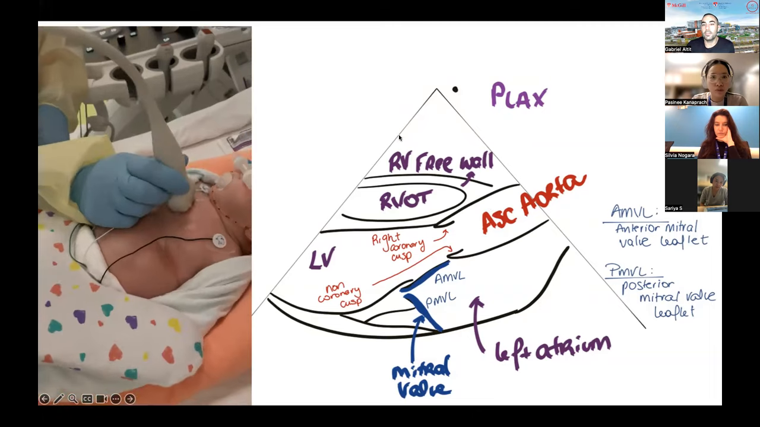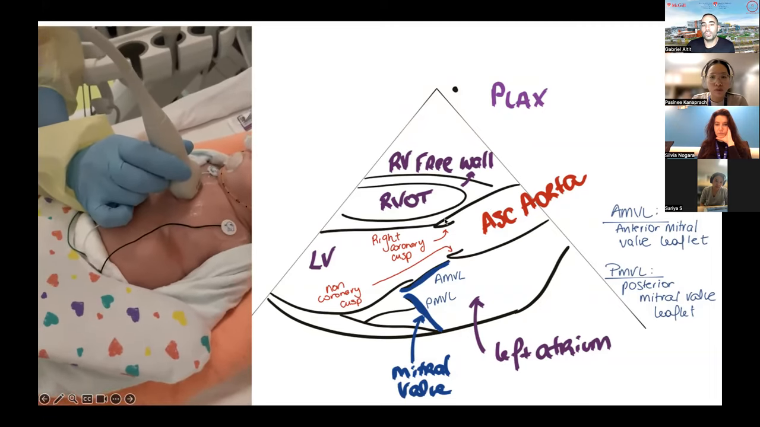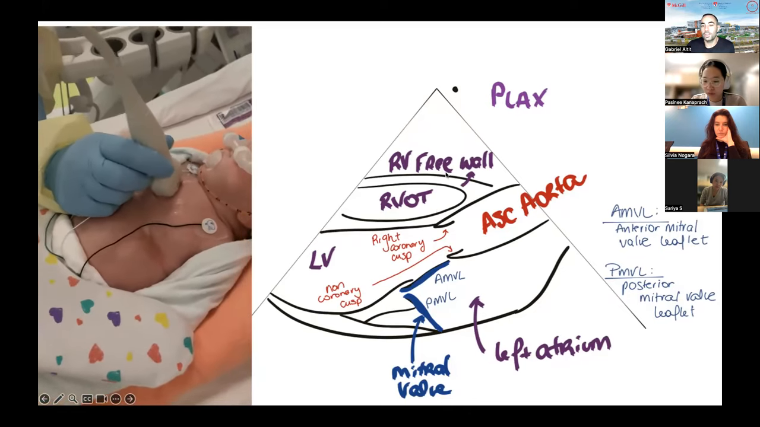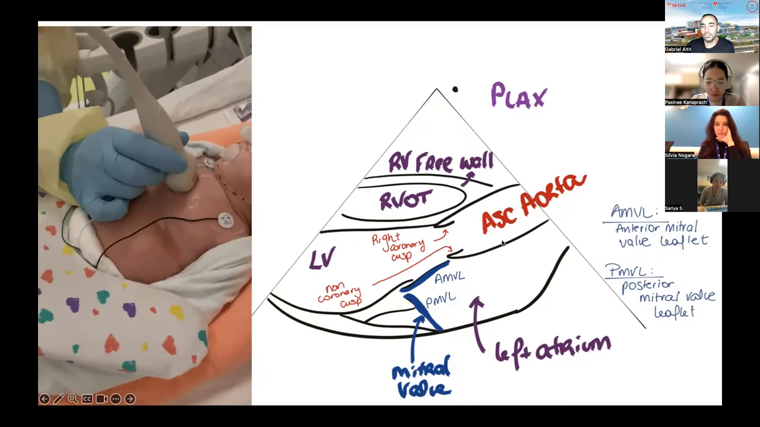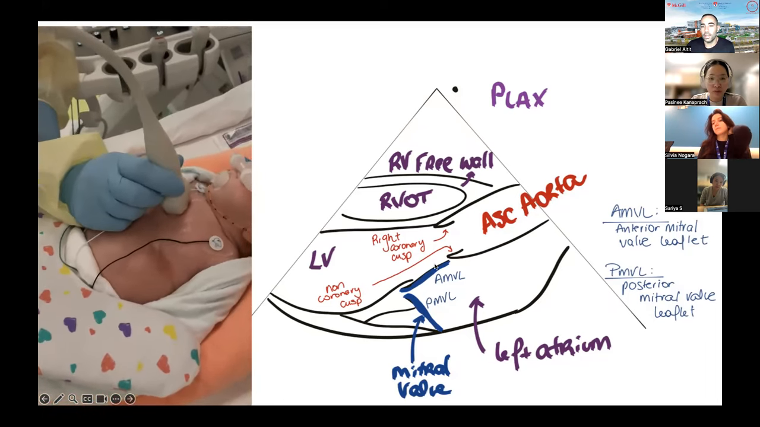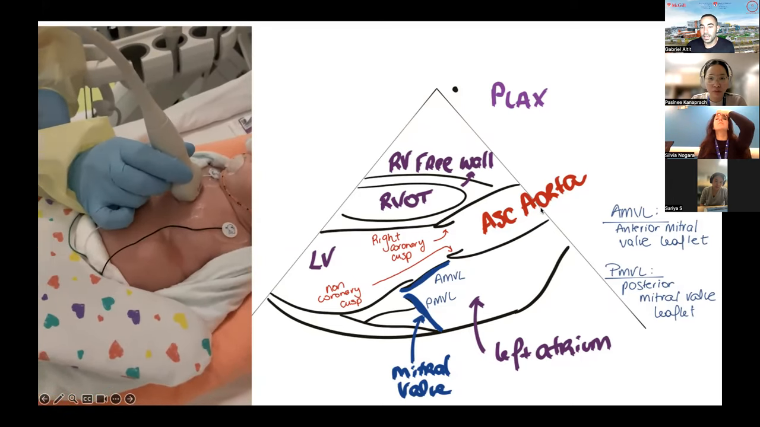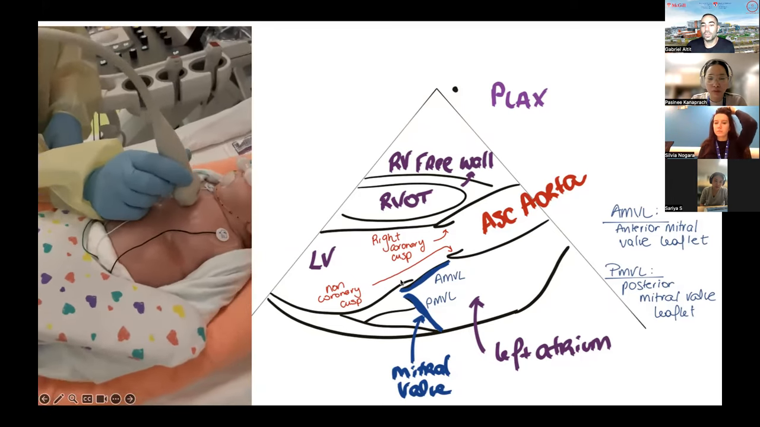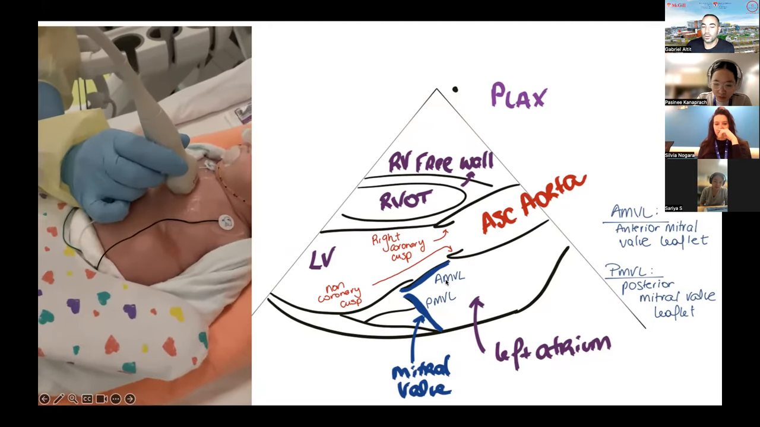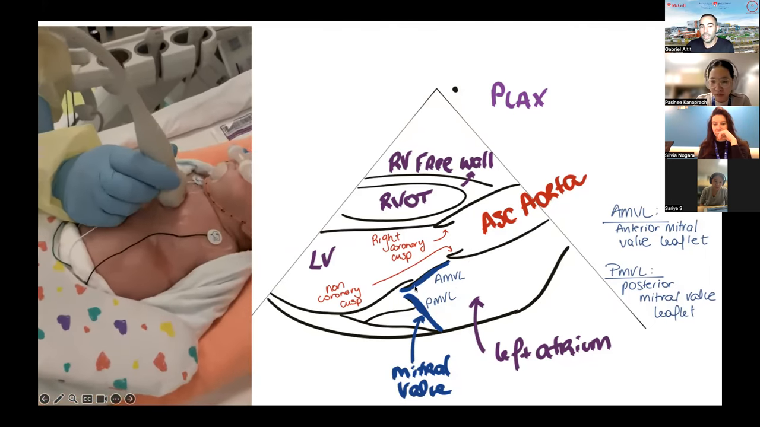And so typically in parasternal long axis, we'll start with the central cut, which shows a bit of the right ventricular outflow tract on the most anterior portion of your section. You're going to see your left ventricle, your left ventricular outflow tract, your aortic valve, your ascending aorta, and then eventually a portion of your mitral valve, which corresponds to sections of the anterior mitral valve leaflet and posterior mitral valve leaflet.